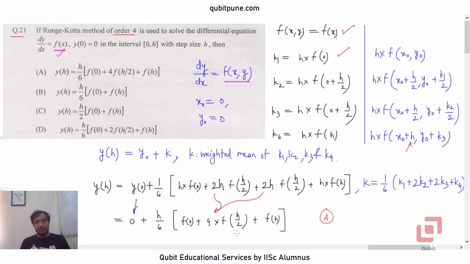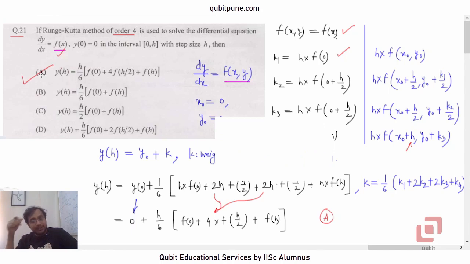Okay, and do we have that option? Yes, that is option E. Correct. Now let us go to question 22, which is an interpolation problem.